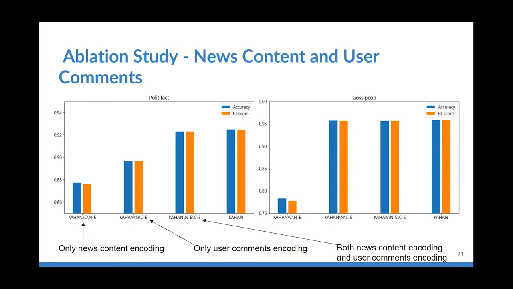We then report our ablation study. For the first ablation study, we test how news content encoding and the user comments encoding each affect the performance. We can observe that in both data sets, considering only news content encoding, which are the leftmost columns in both data sets, performed the worst. The performance increased largely when considering both news content and the user comments.